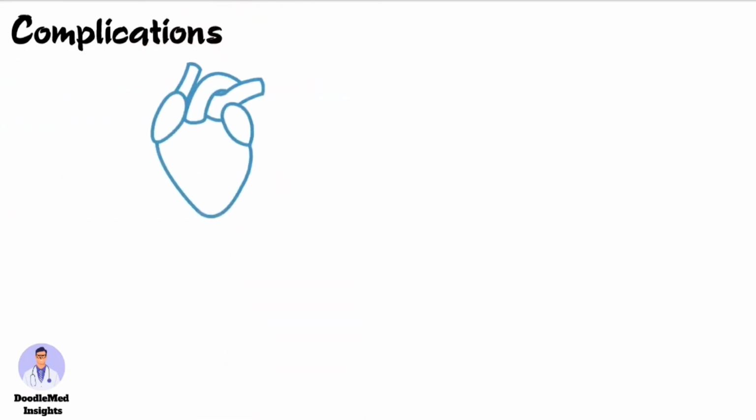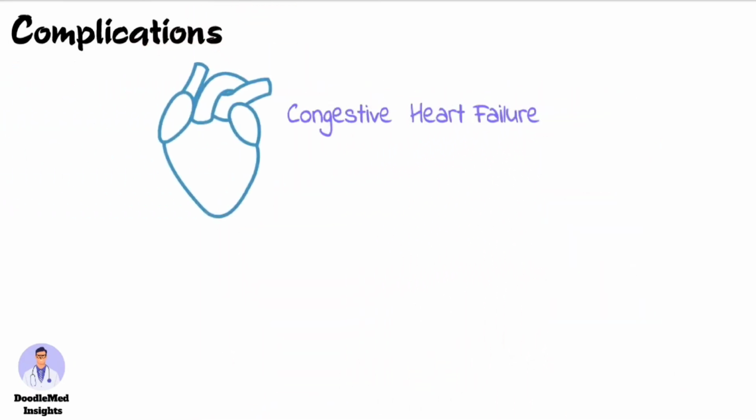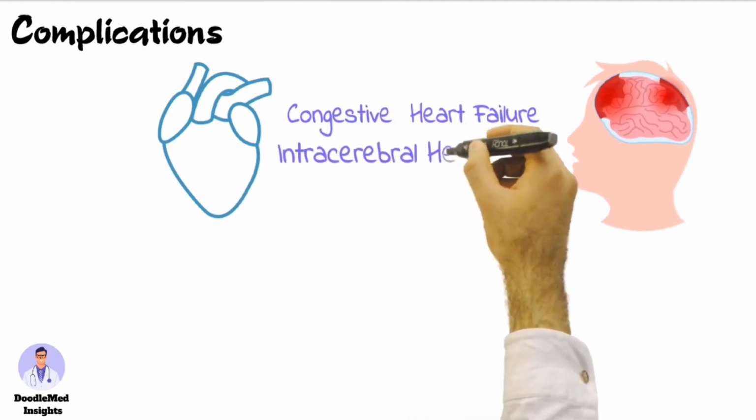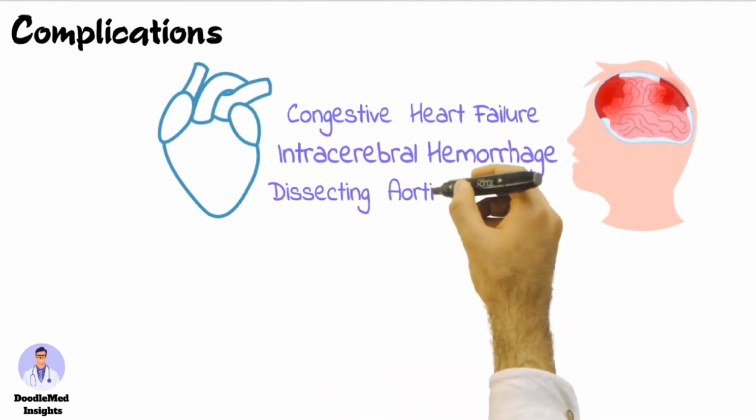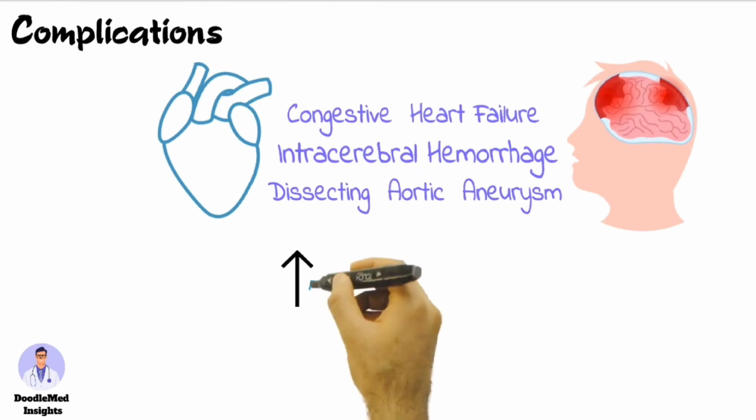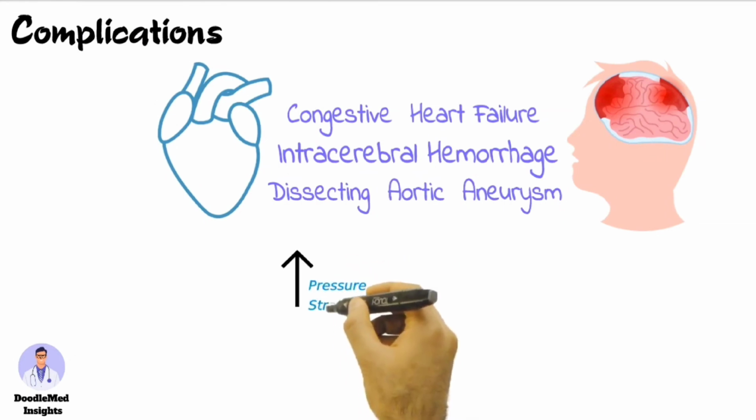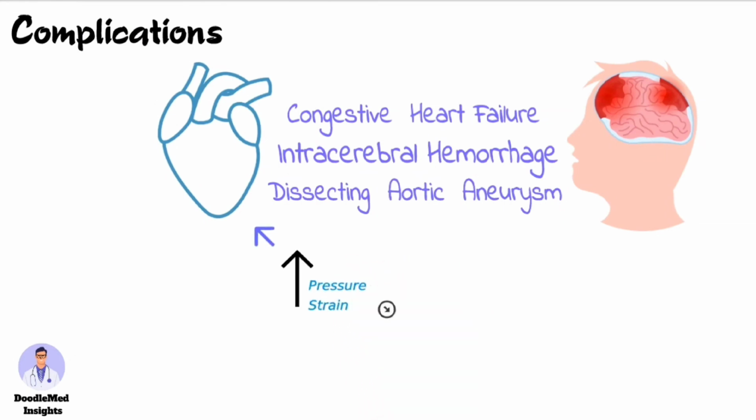Complications of coarctation of the aorta can include congestive heart failure, intracerebral hemorrhage, and dissecting aortic aneurysm, all of which are related to the increased pressure and strain on the heart and blood vessels. Overall, understanding the different types of congenital heart disease, such as coarctation of the aorta, is crucial in order to diagnose and treat.